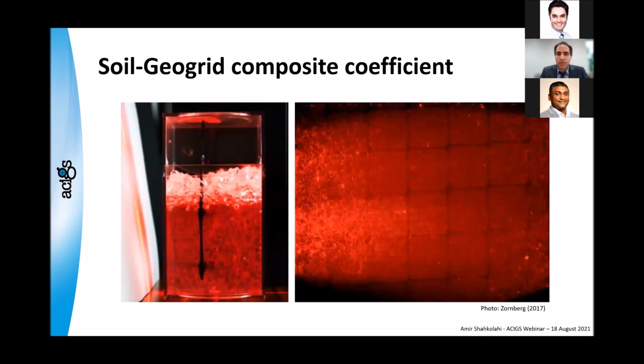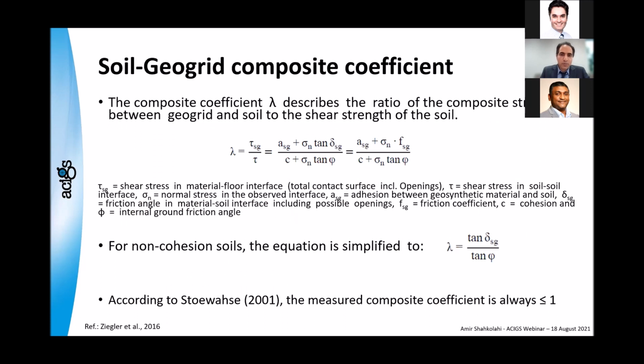Now, what is the soil geogrid composite coefficient? The soil geogrid composite coefficient is the ratio of the composite strength between geogrid and soil to the shear strength of the soil. This is the equation that is suggested in references, and there are parameters. We are not going into the details of what they do. It's just to show you what is available, and for non-cohesive soil as well. And they suggest it's less than 1. This is an important parameter. We don't have time to go through all the details, but it is very important because in a lot of applications, especially stabilization and stiffening, this is very important.